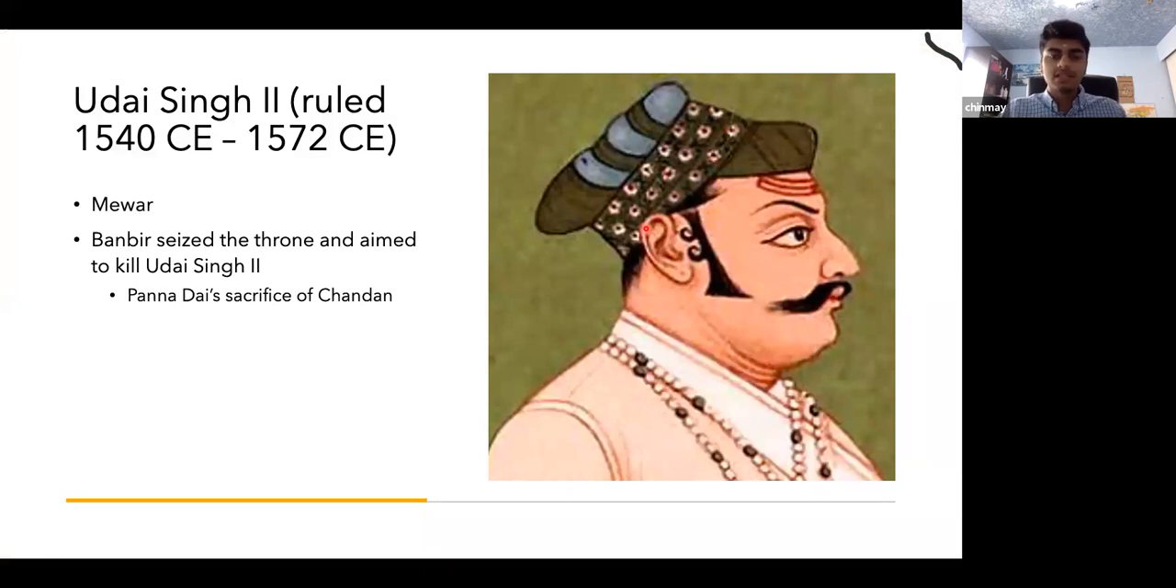So the way Uday Singh became king was also a very tough battle. Uday Singh's brother Banvir seized the throne, and after he seized the throne forcibly, he aimed to kill Uday Singh when Uday Singh was very young. Because just having Uday Singh alive meant that if Uday Singh grew up, he would have the potential to come back and take the throne. So Banvir wasn't taking any chances. He wanted to kill his brother in order to solidify his hold on the throne.